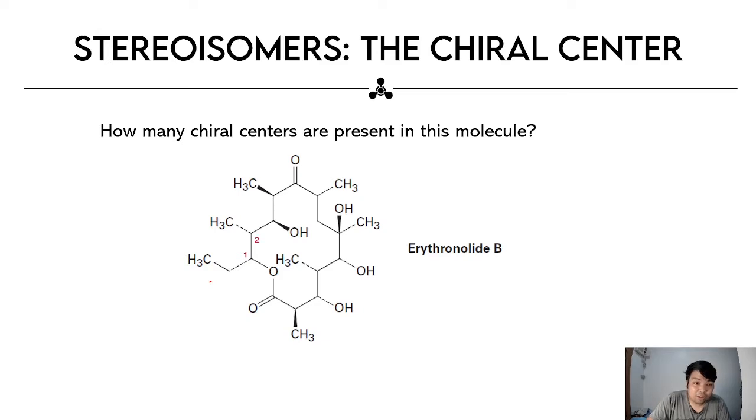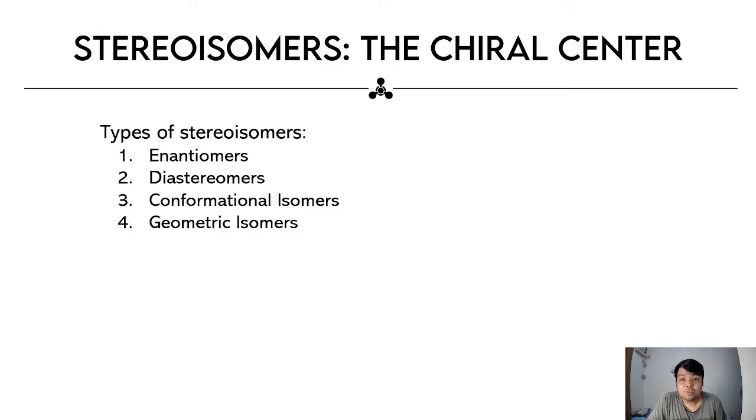Now, this one is also a chiral center with the same case here, so let's reveal all of our chiral centers. So we have a total of 10 chiral centers for this molecule. Now, there are several types of stereoisomers, and I will only discuss enantiomers and diastereomers. Geometric isomers, we have already discussed. One example of a geometric isomer is your cis-trans isomer.